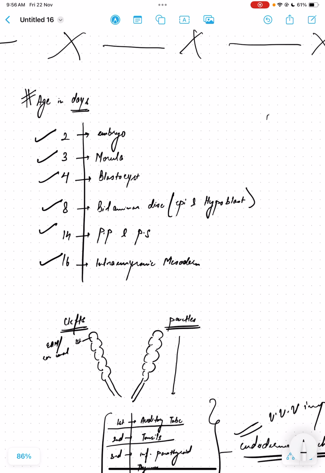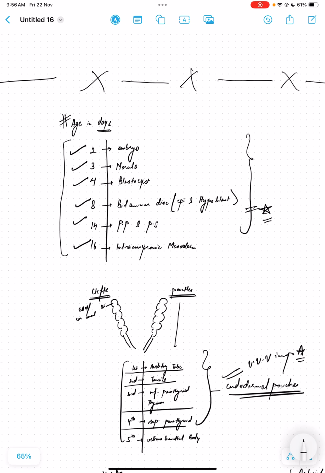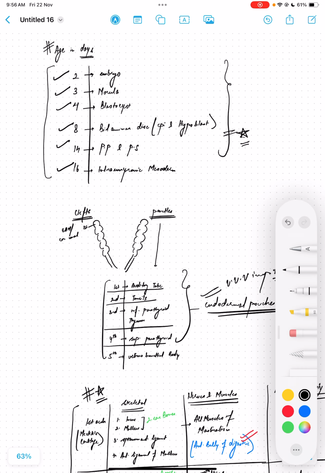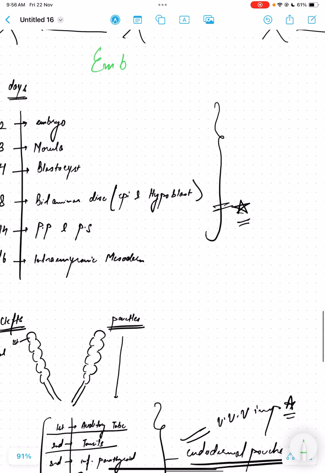This will get more easy for you if you have watched my first video of embryology. If you remember the steps of how they are formed, you can remember this very easily. Okay, so basically this was embryology part 2.